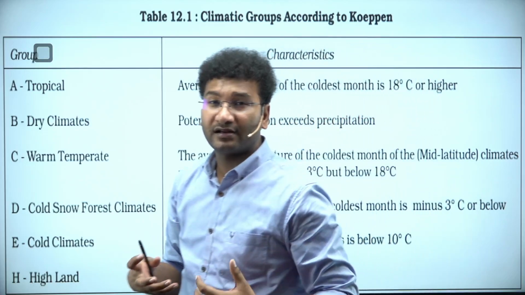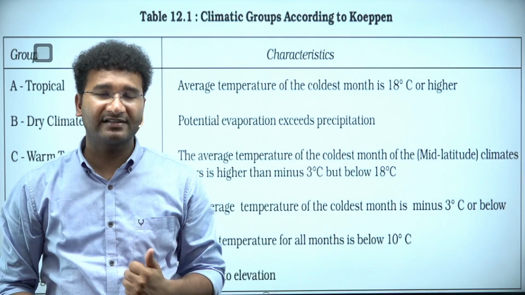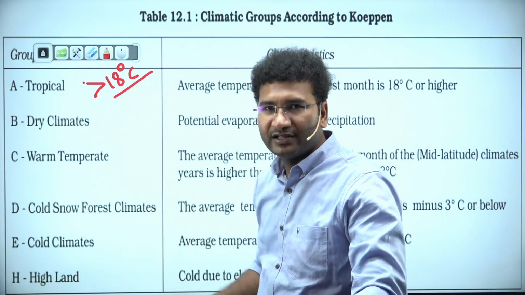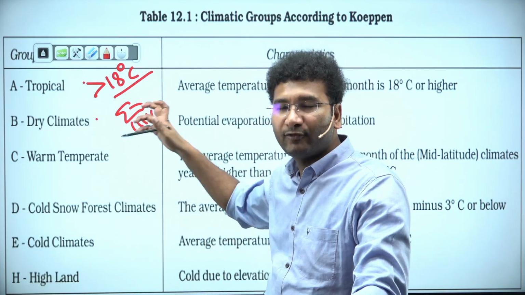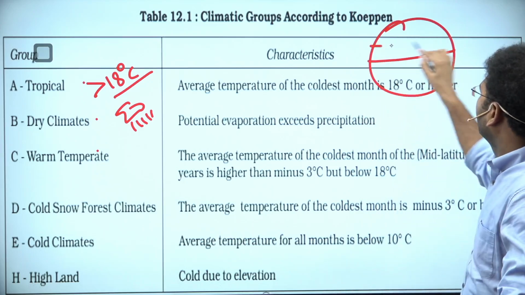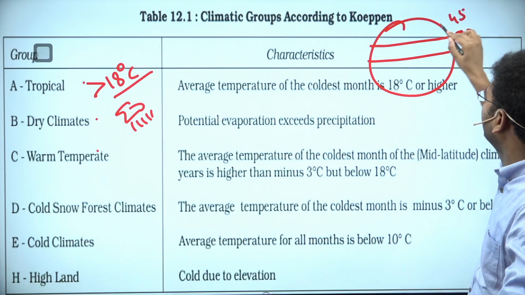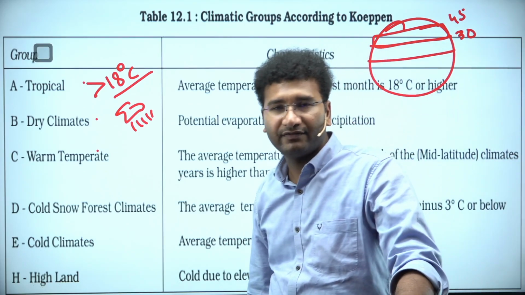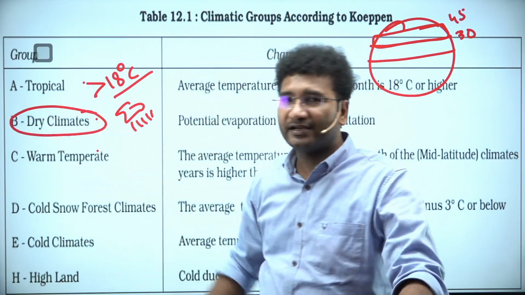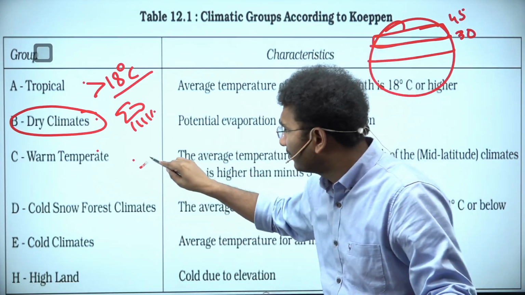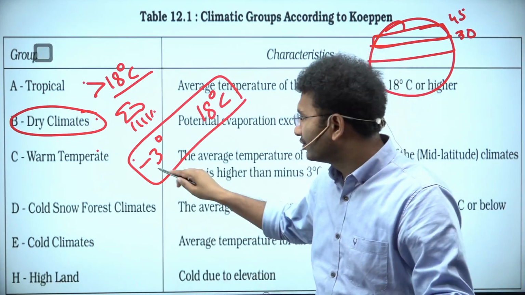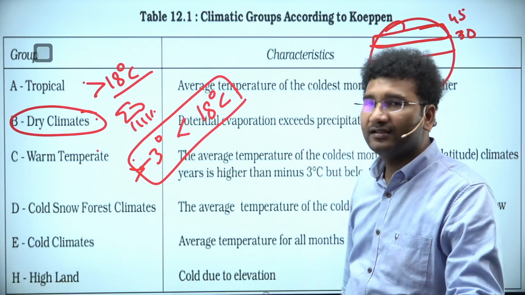Look, there are some chapters that are very difficult to memorize by rote, but you can score with logic. The logic is this: A means the coldest month should be greater than 18 degrees Celsius. B is based on precipitation, where evaporation is greater than precipitation. C is warm temperate. I told you, if this is your earth, he called this part of the area warm temperate, 30 to 45, and cold temperate means it is 45 to 60. Like that, these are your dry climates based on precipitation. Warm temperate means the temperature should be greater than or equal to -3 degrees Celsius, but less than 18 degrees Celsius.